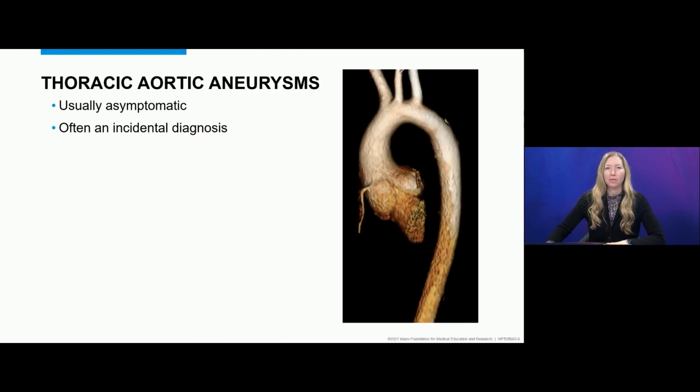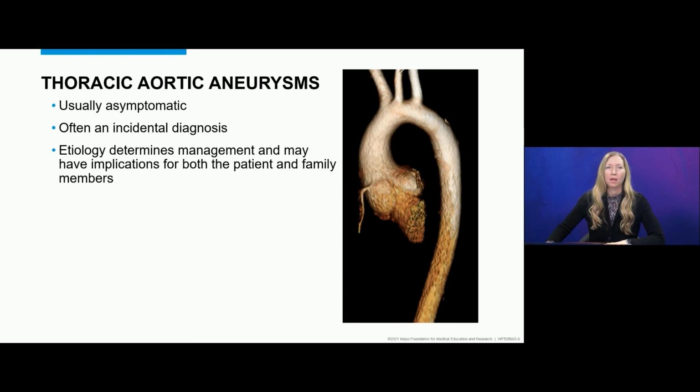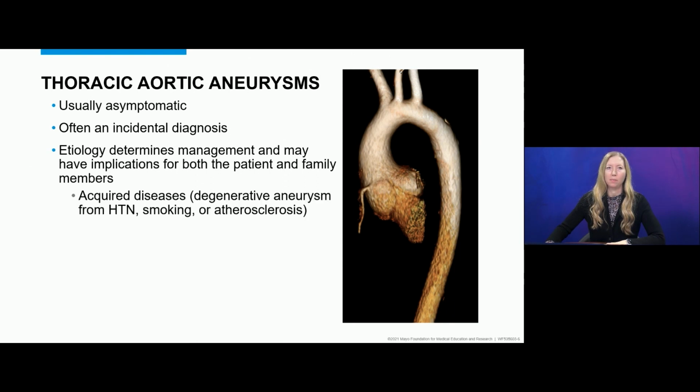Thoracic aortic aneurysms are typically asymptomatic, and they are frequently an incidental diagnosis. They are often identified when a patient undergoes an imaging study, such as a transthoracic echo or a CTA. The etiology of the aortic dilatation determines the management and may have implications for both the patient and the family members, so it becomes critically important for us to identify why the patient has aortic dilatation.